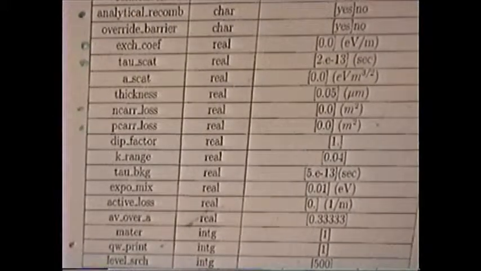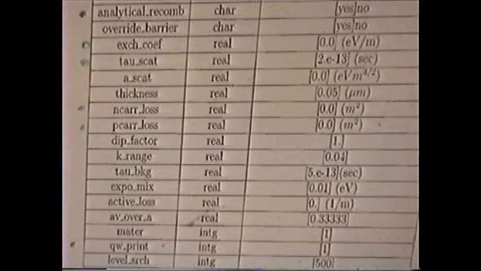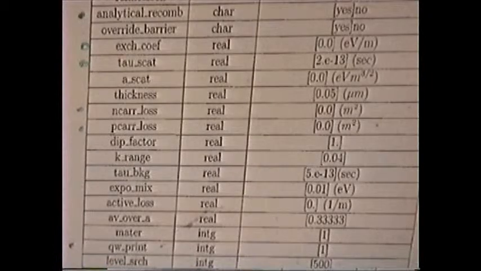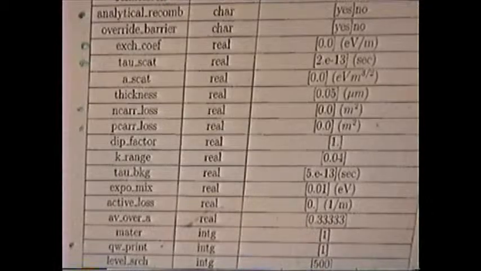So this is a factor, dip factor is a factor in front of the dipole moment. You can scale that. The K range is a range in K space that is actually used to fit the parabola through your KP band structure. So you can print that KP band structure and see how good the fit is. The plot will show you, and then adjust the K range to make it closer. I also do that on a regular basis to have a good fit of the actual KP band structure.